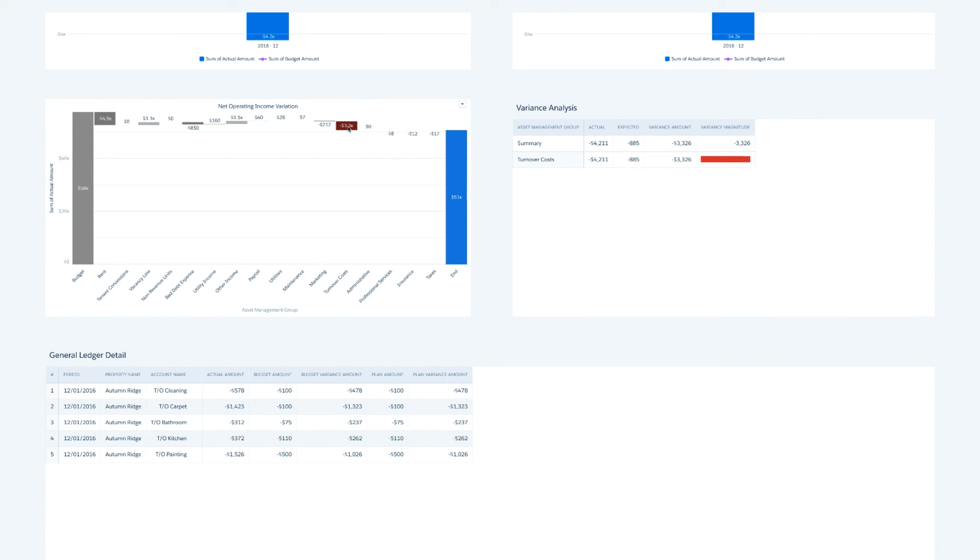Clicking on the turnover bar, the actual and budget amounts display below for each general ledger item in that category. There's also the ability to link back to a source system to view even more detail. Now that I know that Autumn Ridge missed its target last month due to turnover costs, I can implement strategies for tenant renewals that will improve renewal rates.